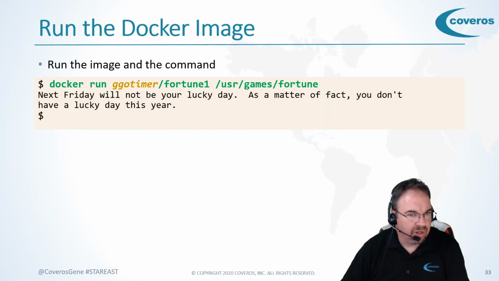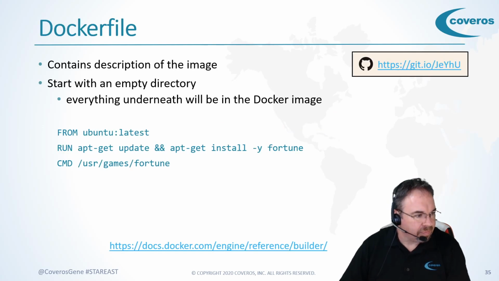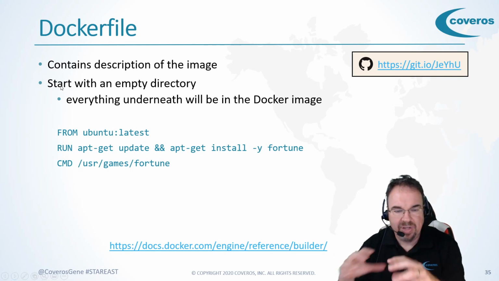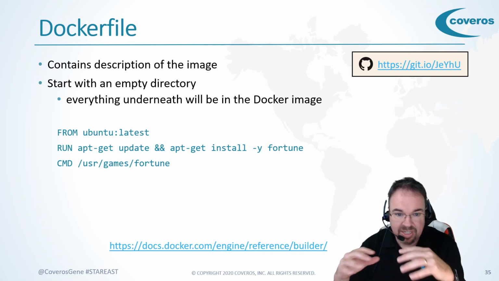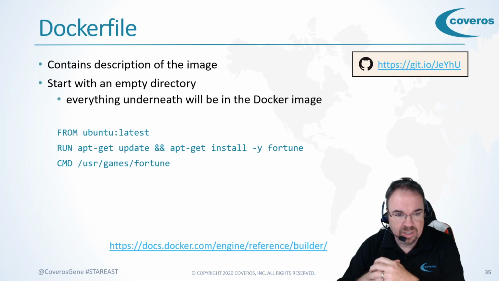We're going to use something called Docker files, and we're going to start out with a very simple Docker file right at the beginning. A Docker file is going to contain the description of an image. We're going to start with an empty directory. Everything under that directory is going to be in the Docker image. And we're going to type this short Docker file in.